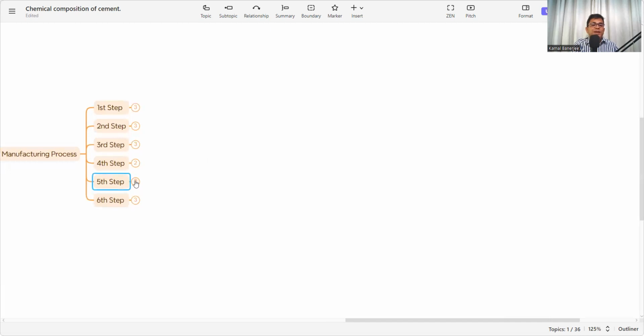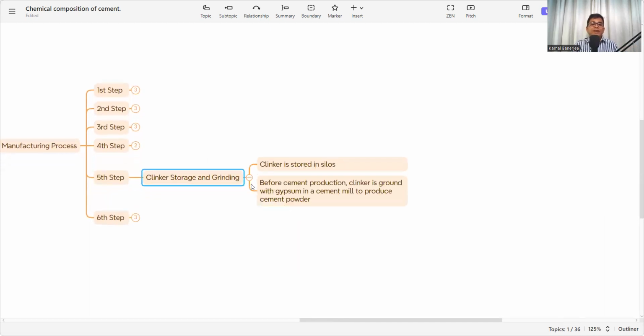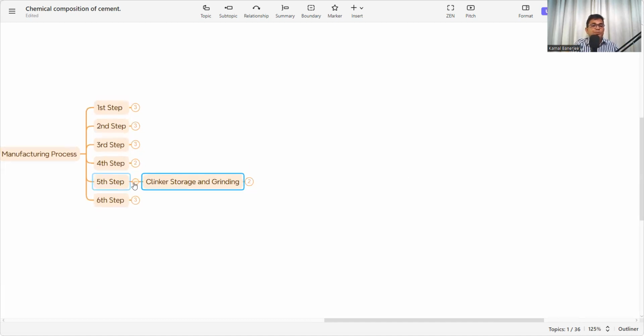The fifth step is clinker storage and grinding. What's that? Clinker is stored in silos. Then, before cement production, clinker is ground with gypsum in a cement mill to produce cement powder. So that clinker is produced as cement. And this is the final product that the cement has produced.